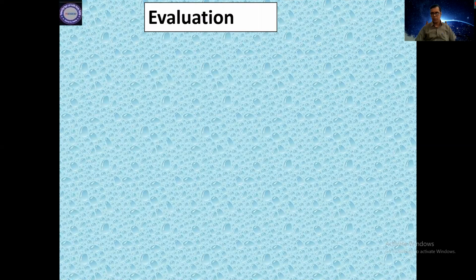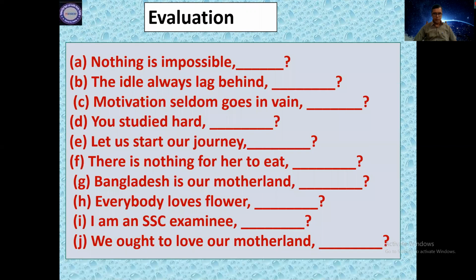Evaluation. Dear student, you have learned about tag questions and the important rules of tag questions. Now I am going to evaluate you. There are some sentences about tag questions. Try to understand them and answer me. Nothing is impossible. Answer is it? The idle always lag behind. Answer is don't they?